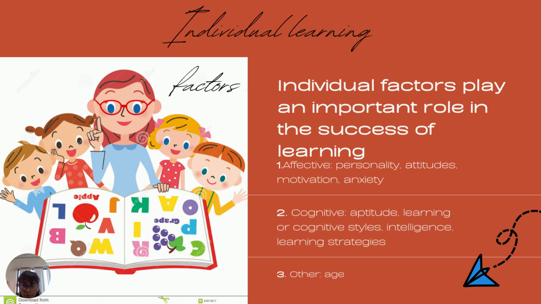Number two, cognitive: aptitude, learning or cognitive styles, intelligence, learning strategies. A person's characteristics or way of perceiving, thinking, remembering, and problem solving influences the way in which they learn. Cognitive styles might differ and prefer elements or activities such as group work, pair work, individual work. We can also include more structured versus less defined activities or visual versus verbal encoding.